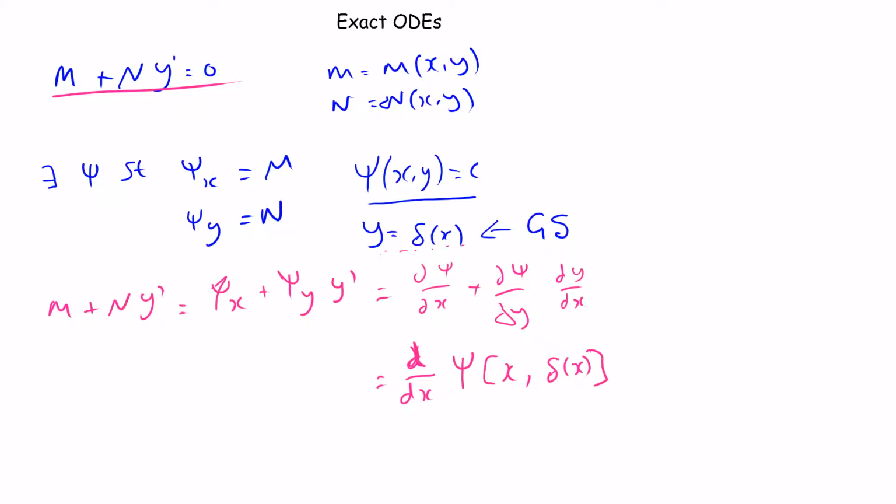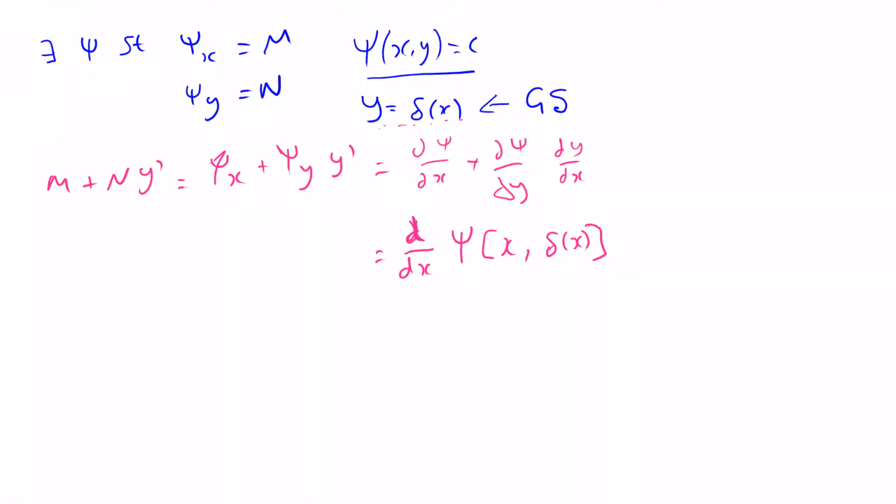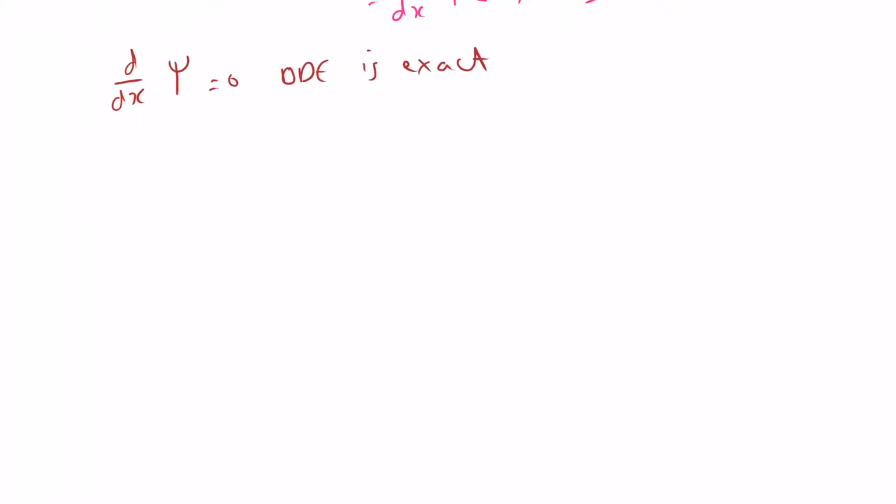If we know that the derivative of psi with respect to x is equal to 0, then the ODE is exact. If it is not equal to 0, then the ODE is not exact, and we'll cover what to do in a further video. So let's have a look at an example.